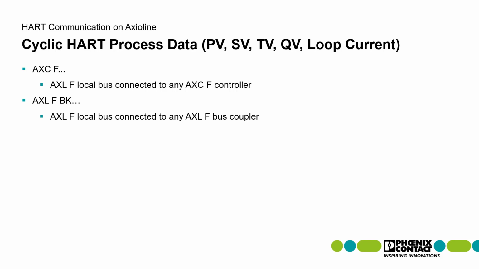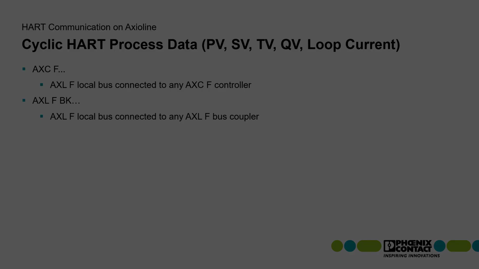For this example, I'm just going to show Profinet, but the configuration and the available options in the cyclic HART process data are the same, whether you use Profinet, Modbus TCP, or EtherNet/IP. When you're getting your cyclic HART process data, you can have PV, SV, TV, QV, and loop current. So let's go over to PLC Next Engineer and we'll take a look.